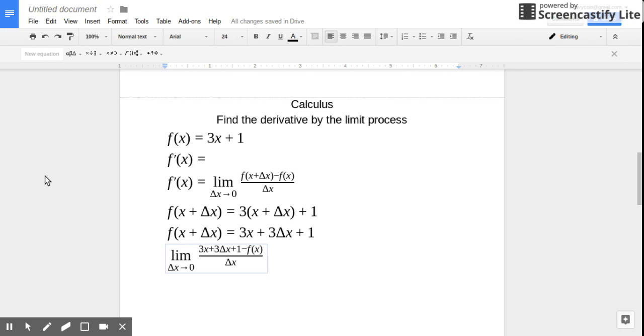So we have 3x plus 3 delta x plus 1 minus f of x. Now remember what our f of x is, and you must start a parentheses on this one. Always put a parentheses around your function. If you don't, you're going to end up getting this thing wrong because you see this minus sign right here. Pretend that's like a -1 right here, and you need to go ahead and distribute that across inside. Even though the 1 is not written in.